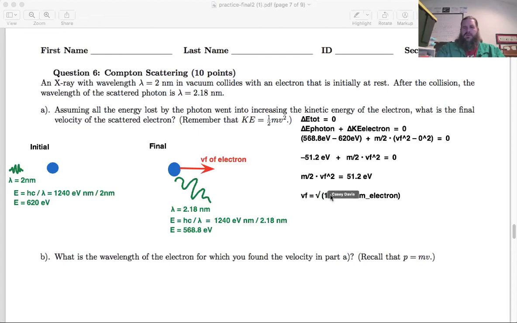And so you've got a little more work to do here. This is measured in electron volts. You really want this to be in joules so that when you divide by kilograms, it becomes meters squared per second squared and then meters per second. So you'll need to convert electron volts to joules. And also you'll need to know the mass of the electron. So you'll need to look that up as well. But once you've got electron volts converted to joules and mass of the electron written in kilograms, divide those, take the square root, and that'll be the final speed.